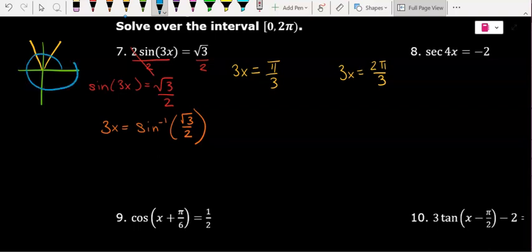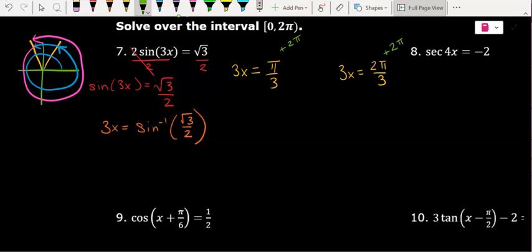But I could continue and I could go a full circle and then some, and then some. I could take that same exact thing and keep on going. So that's what I'm doing. I'm going to do pi over 3, and now I'm going to add 2 pi to that. And I'm going to do the same thing here to 2 pi over 3. I'm going to add 2 pi.